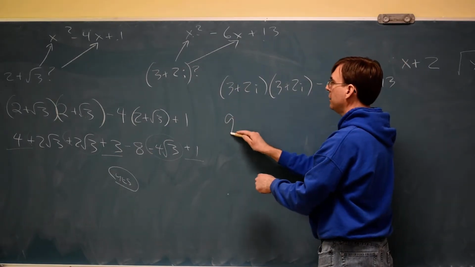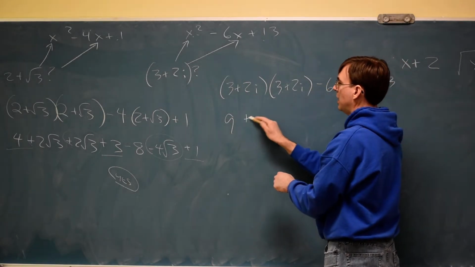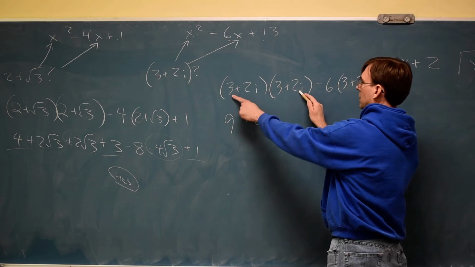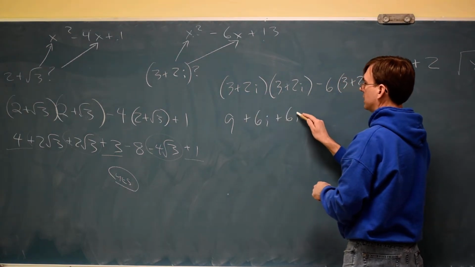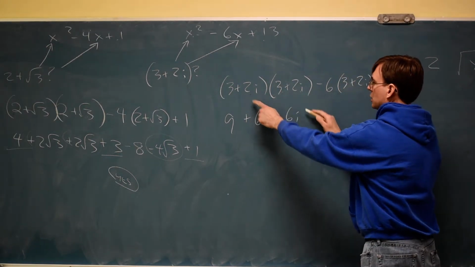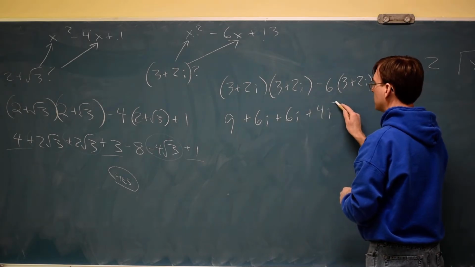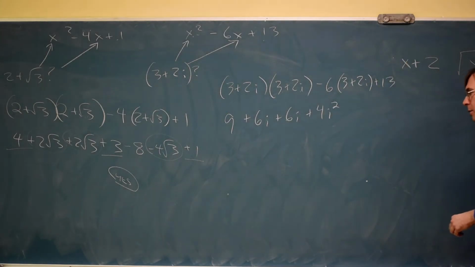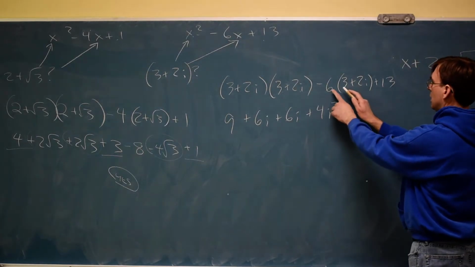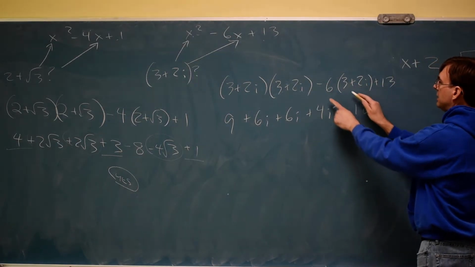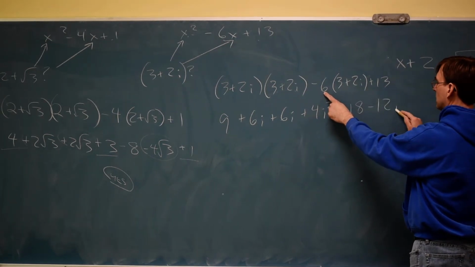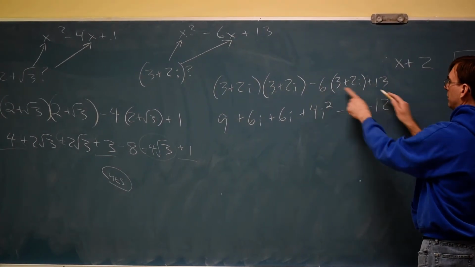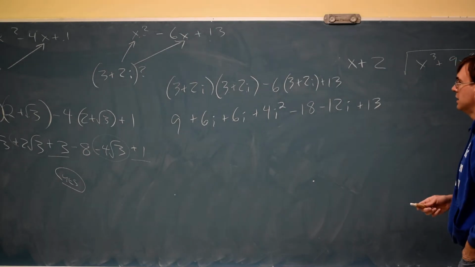Now let's do some foiling and stuff. These make 9. This makes a plus 6i. This makes another plus 6i. This would make a plus 4i squared, and now we need to dip into our memory banks in a minute for what to do about that. Distributing, this would be a negative 18 minus a 12i if we distribute, and the plus 13 is unchanged.